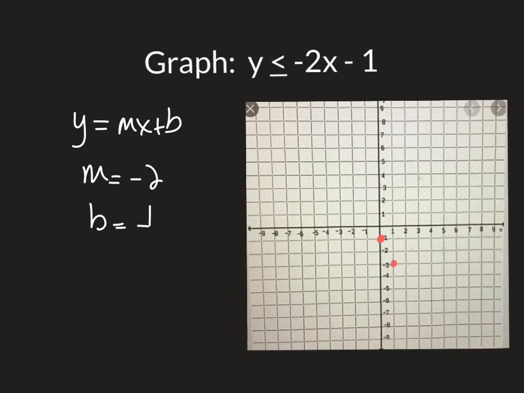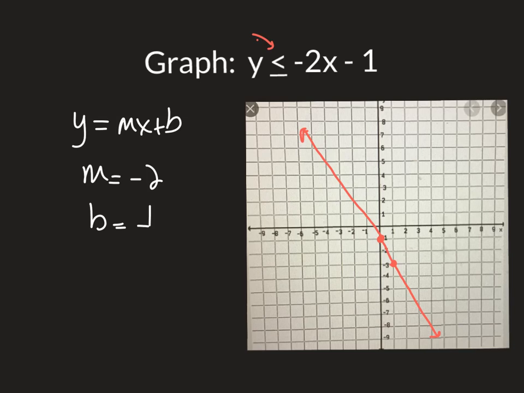But one thing to think about today, if this is less than or equal to, if there's an equal to section, my line is going to be a solid line. If it didn't have the equal to part, it would be a broken line. Okay, so make sure you look at that. I think you remember that from Algebra 1 probably. Then you've got to figure out, you're going to shade one side or the other of that line.